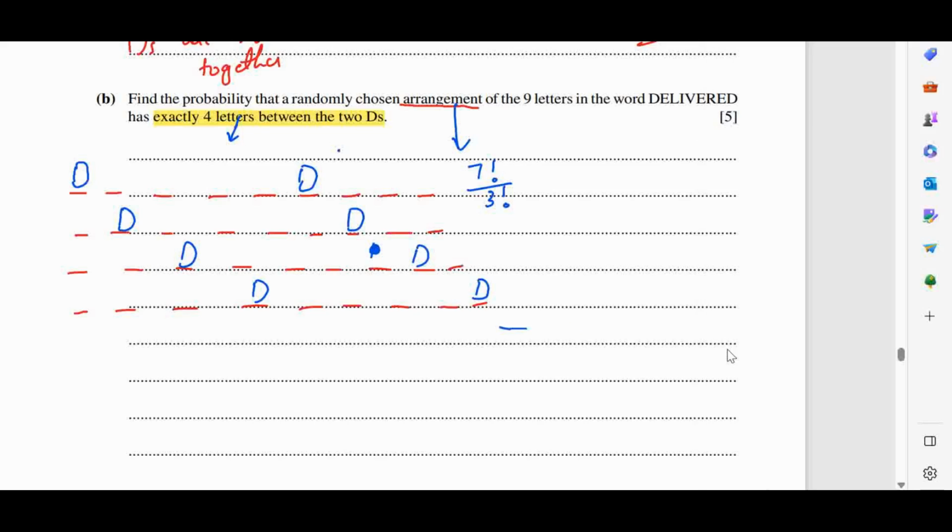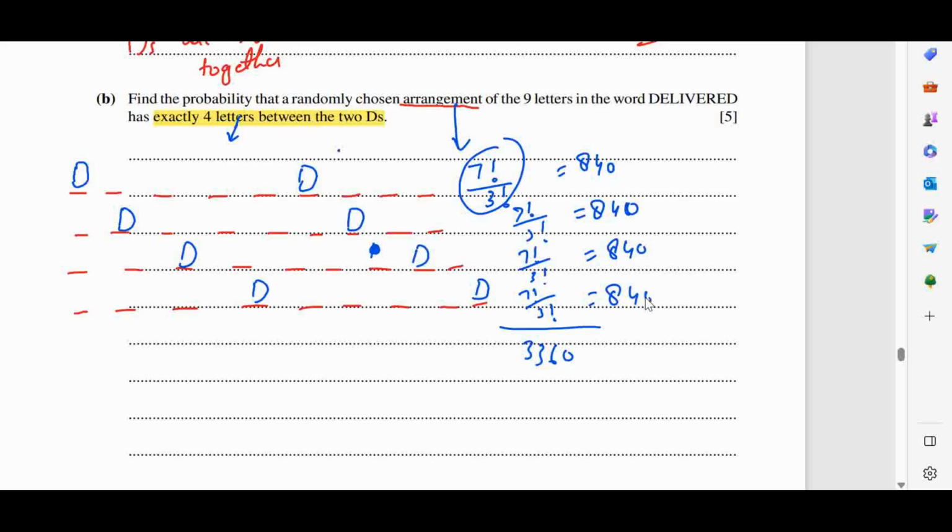So finally, if we add all of them, this will be equal to 3360, because for each case we will have the same thing: 7 factorial divided by 3 factorial. So for each case we will have 840 arrangements, and if we add all of them, we will get this one. Now let's find out the total number of arrangements.